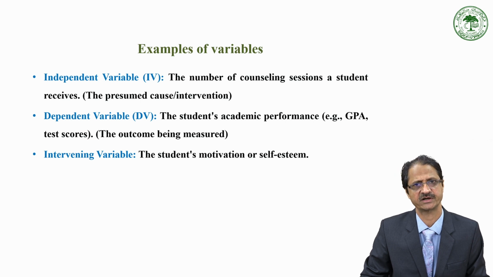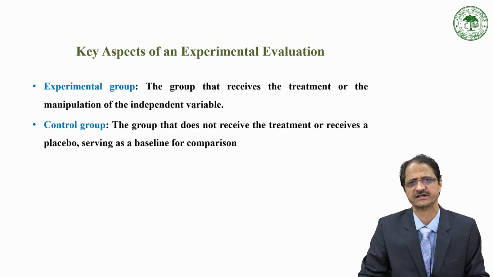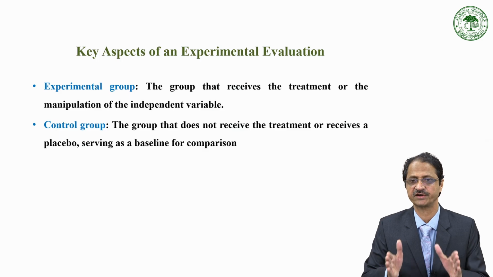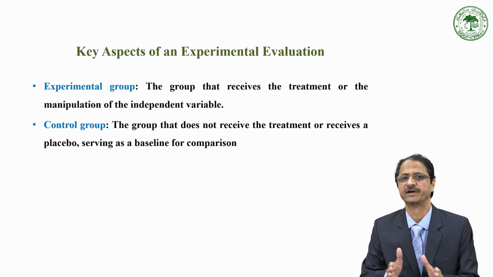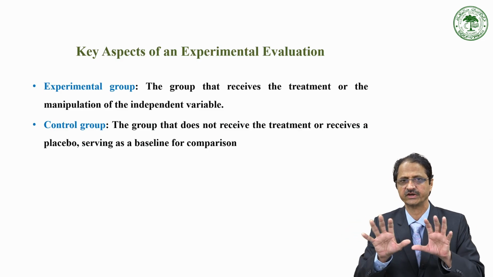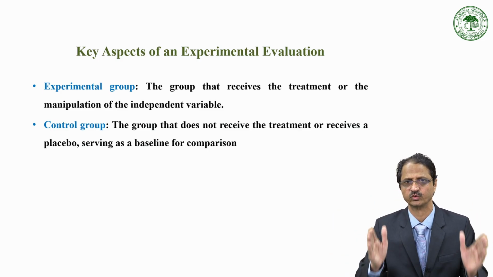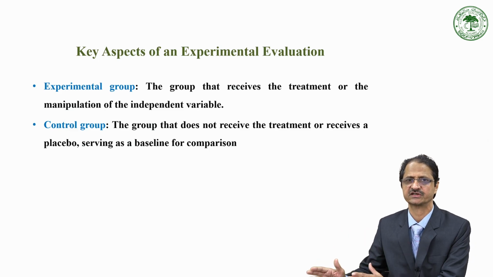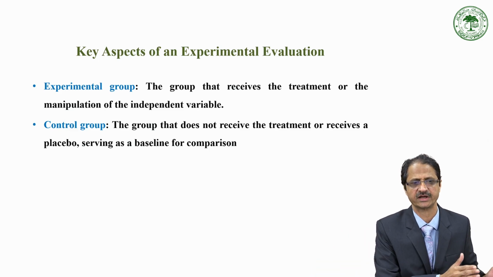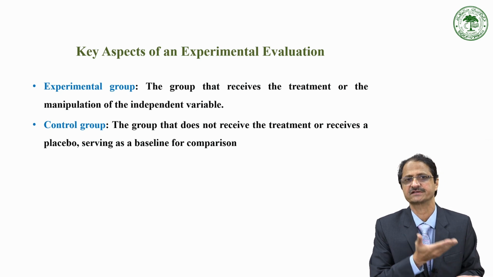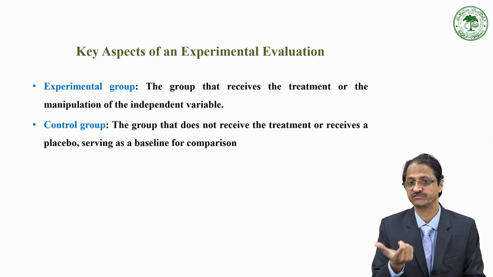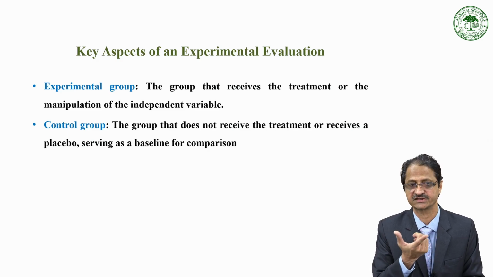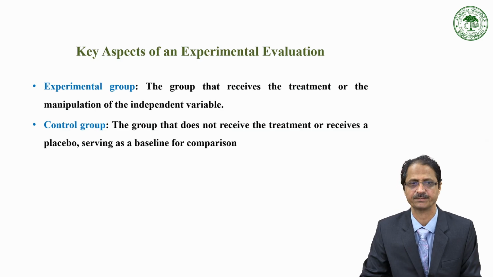That is why there is a difference between the social sciences researches and the researches which are conducted in purely experimental situations. Key aspects of an experimental evaluation are the experimental group, the group that receives the treatment or the manipulation of the independent variable. Take for example, we have divided students into two groups. One group is exposed to the counseling session, another group is not exposed to the counseling. That is called the control group. The group that does not receive the treatment or receives a placebo, serving as a baseline for comparison.